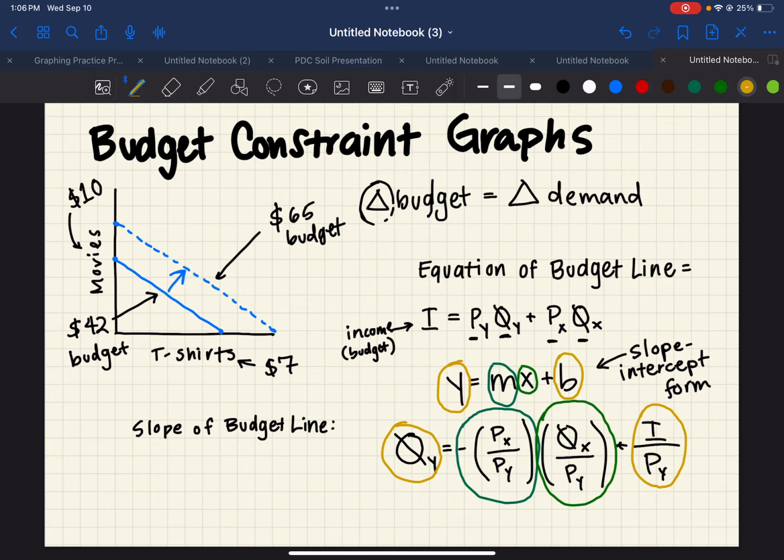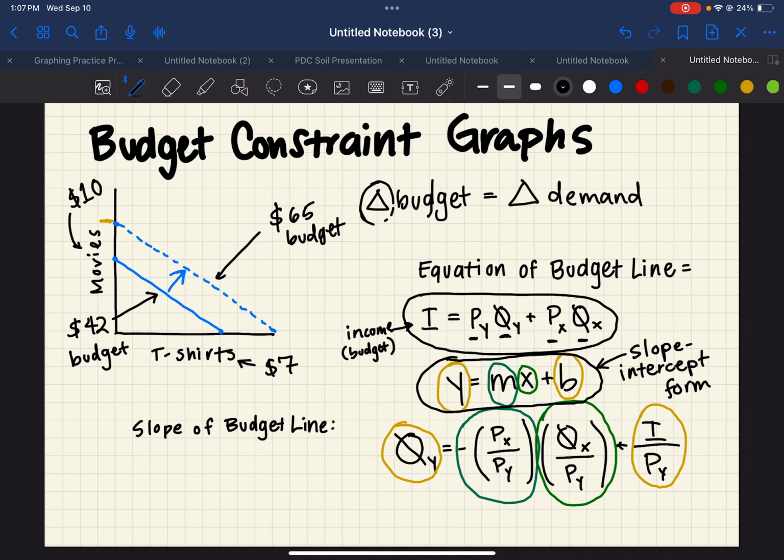And that makes sense too, right? Because if you take your total budget and you spend it all on, in this case, movies, if you take your total budget and you divide it by the price of movies, you're going to end up with the number of movies that you can see. So that checks out. So just know that this equation here is still the equation of a straight line, just like our slope-intercept form. It's just written in a different order.